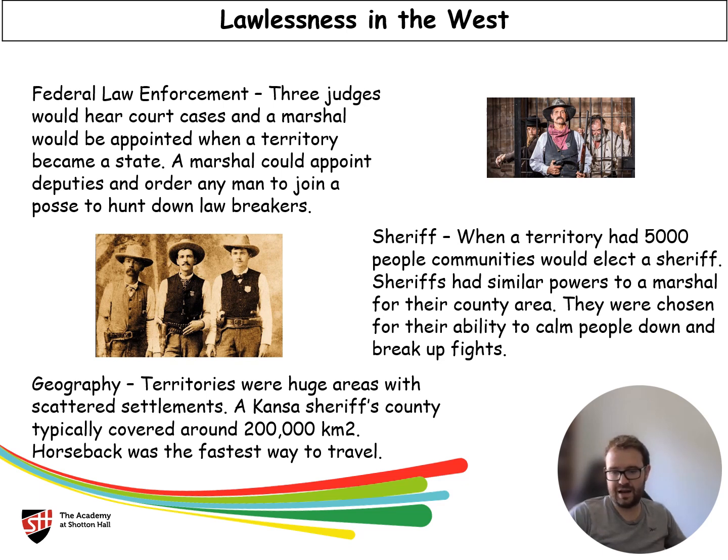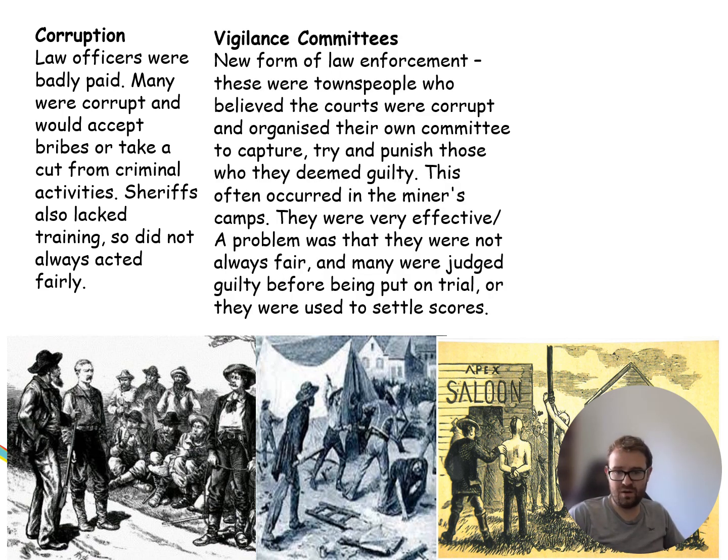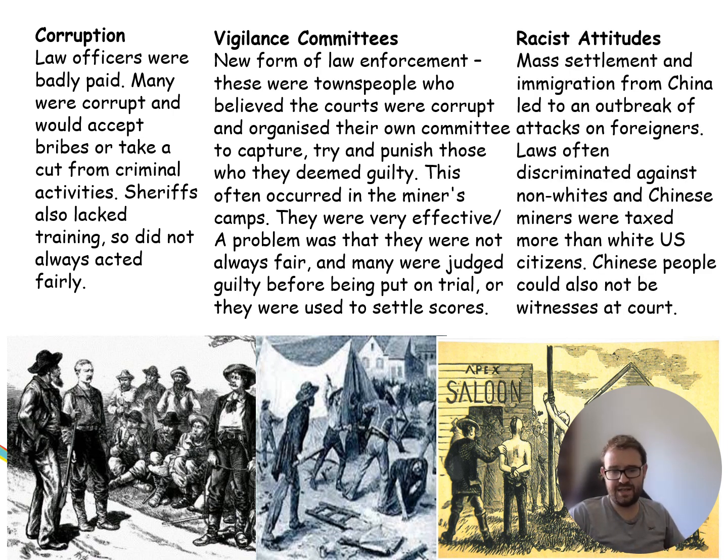And geography, again, like I said, one sheriff, this huge area, they just can't compete. And when a sheriff can't enact the justice, people take it into their own hands. And we've got corruption. Essentially, these law officers weren't paid very much, so they'll take a backhander from criminals to look the other way quite often. The vigilante committees, again, read through that, but they're dishing out their own form of justice, and the racist attitudes.